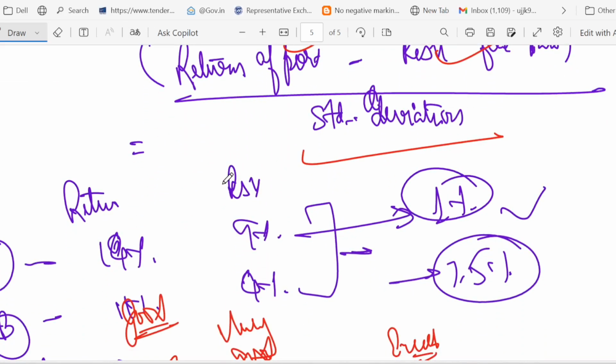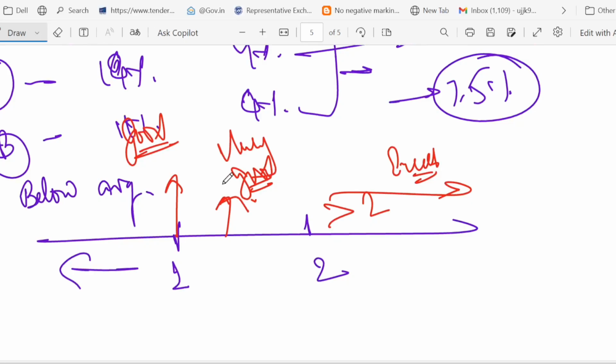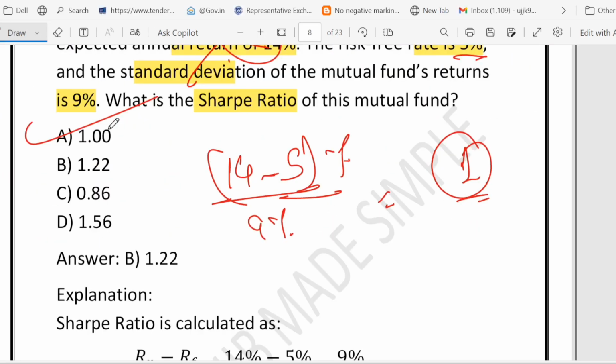Okay. So it measures the return earned per unit of risk, right? And the greater the Sharpe ratio, the better the performance. If it is 1, then it is a balanced investment. If it is greater than 1.5, it means a very efficient fund. I hope this is crystal clear right now.